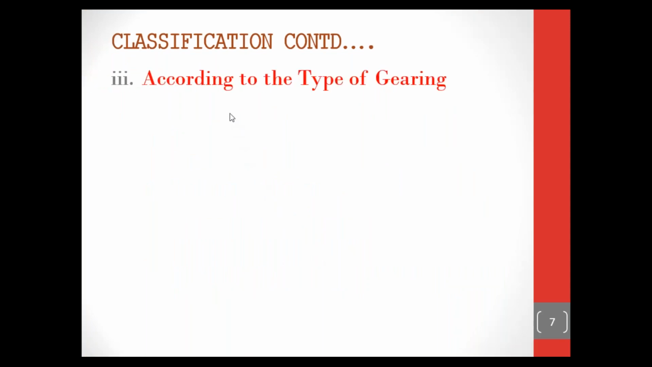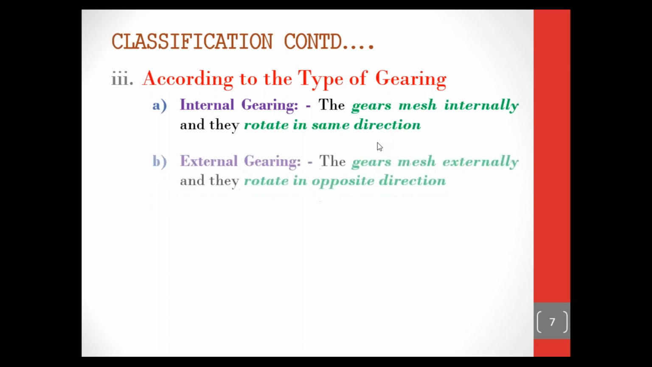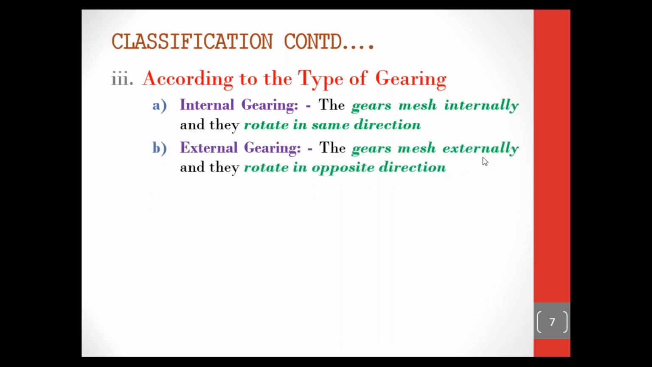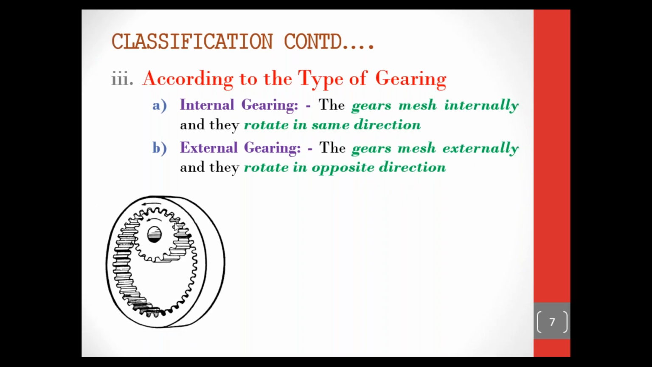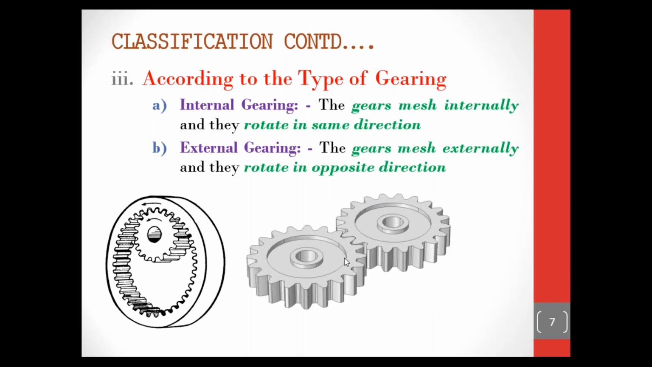Third classification, according to the type of gearing. So, internal gearing. So the gears mesh internally and they rotate in same direction. And second one is external gearing. The gears mesh externally and they rotate in opposite direction. So this is the internal gearing. Both are meshing internally and they will rotate in the same direction. And this is external gearing. Both are meshing externally and they will rotate in opposite direction.